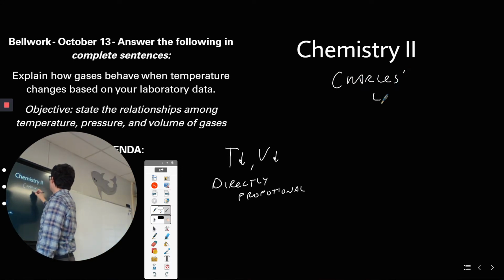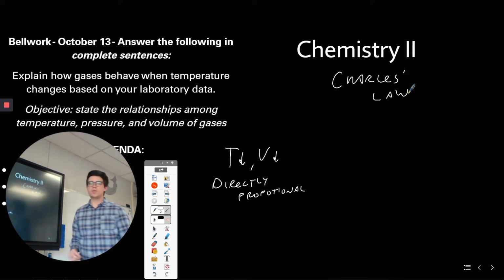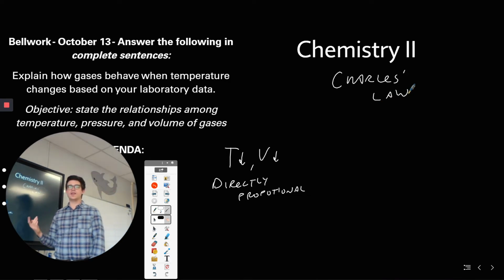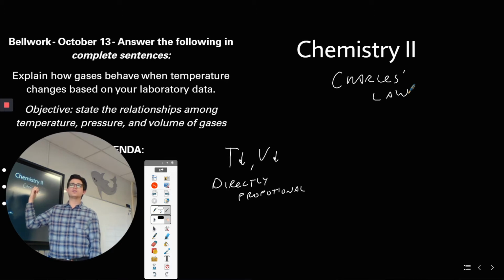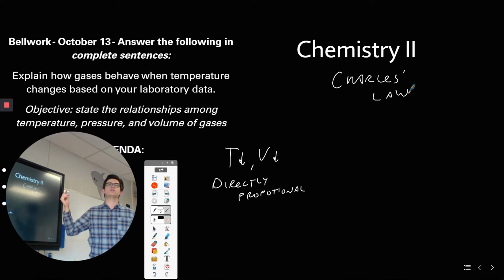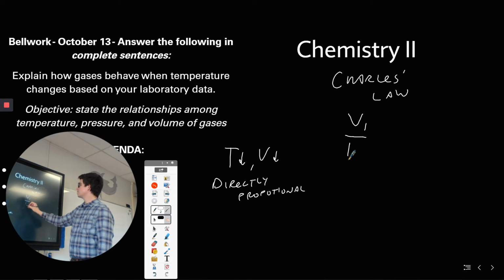Some people say Charles's, some people say Charles'. Depending on which way you want to say it, for Charles's you would write Charles apostrophe s, and for Charles' you just write Charles apostrophe. Anyway, all of that aside, Charles' law is given by the equation V1 over T1 equals V2 over T2.